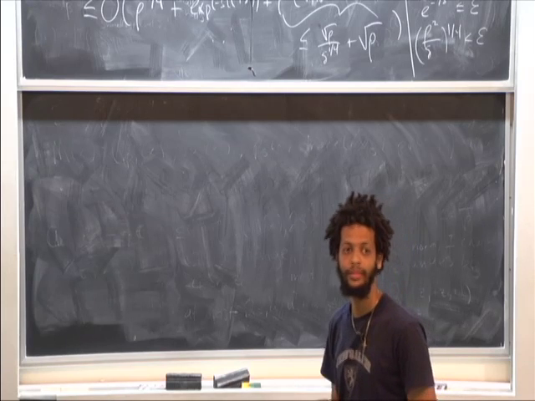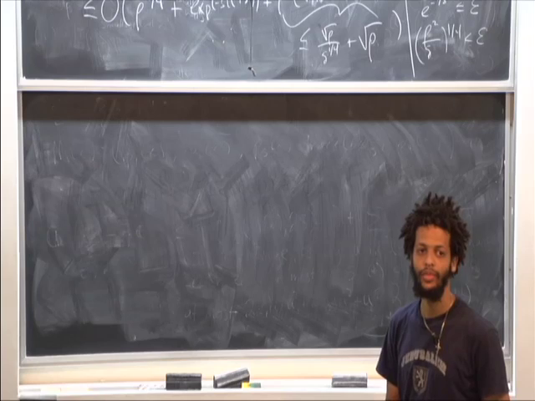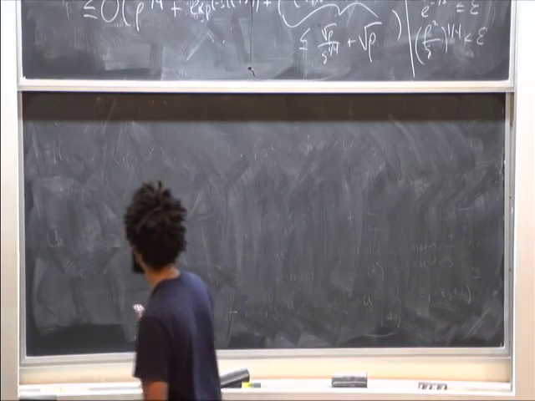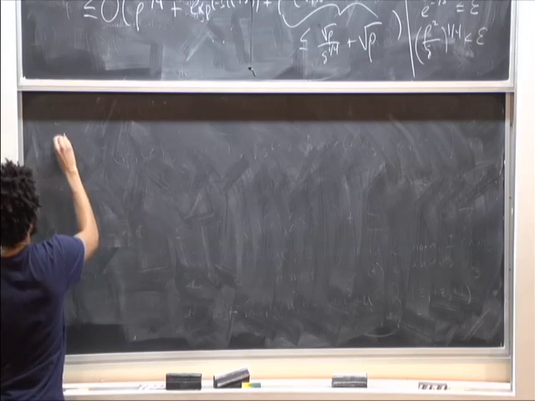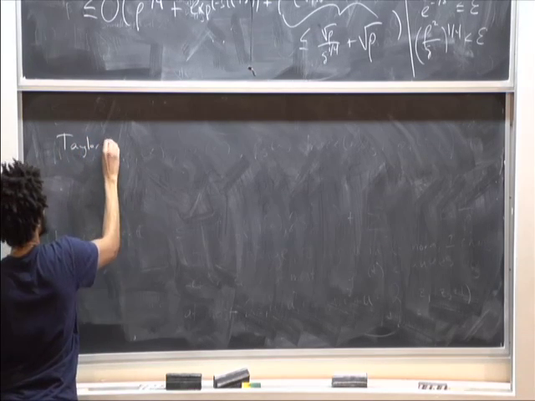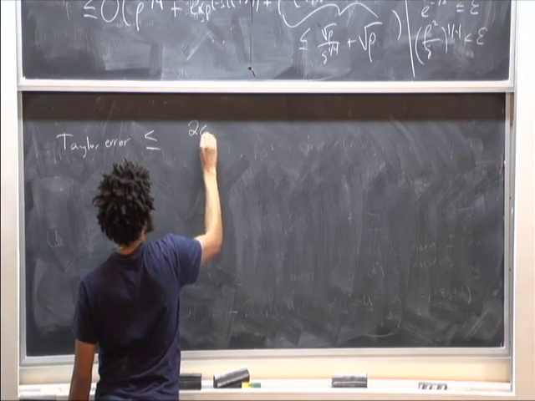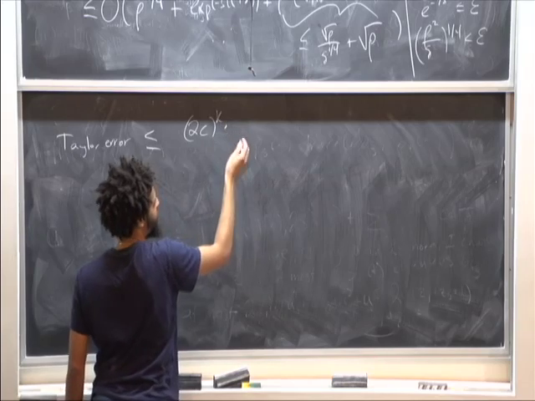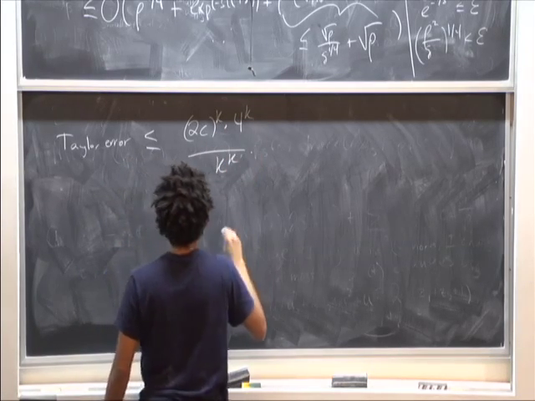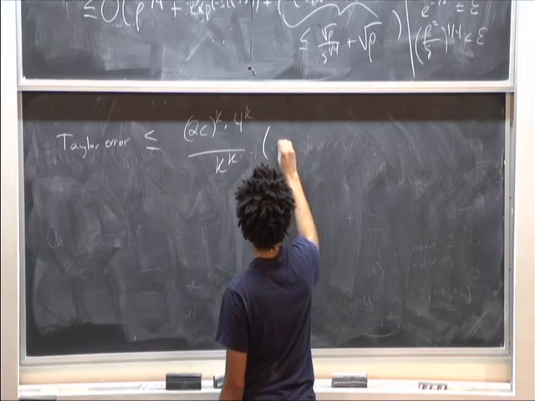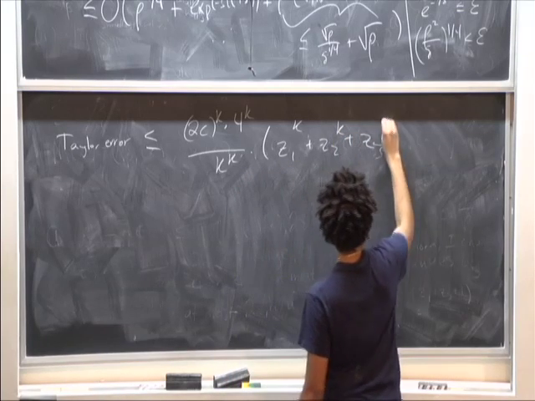Then you need to bound the expectation of this vector to the k. Remember before, when we had the intersection of M half spaces, we had that the Taylor error at the end of the day was at most something like 2c to the k times the dimension to the k, which is 4 here, over k to the k, times z1 to the k plus z2 to the k plus z3 to the k plus z4 to the k.